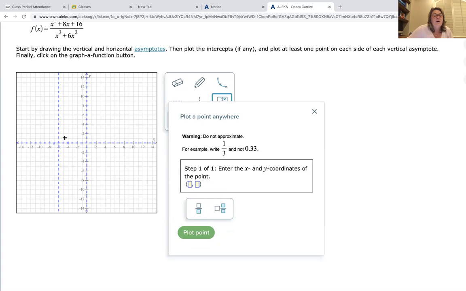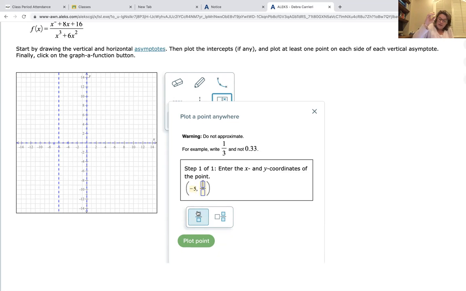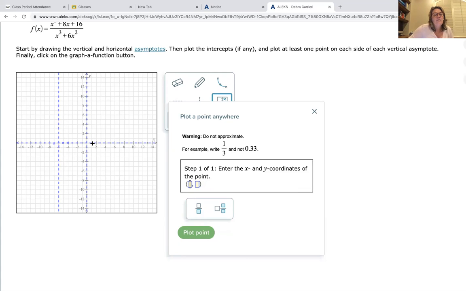Now let's plot 1 point to the right of that vertical asymptote. We'll pick -5 and do the exact same thing. -5 plus 4 is -1, and -1 times -1 is 1. Again, I'm looking at my factored form. I'm plugging in -5 squared, that's +25, times -5 plus 6, which is 1. So I get 25 in the denominator. Plot.